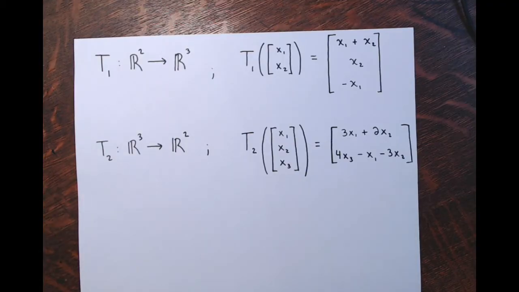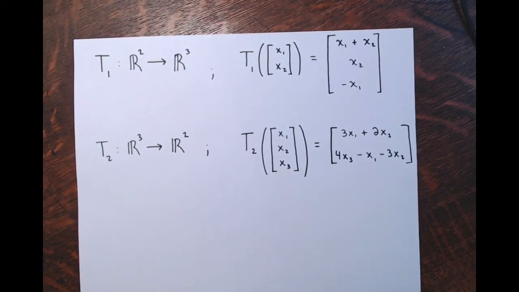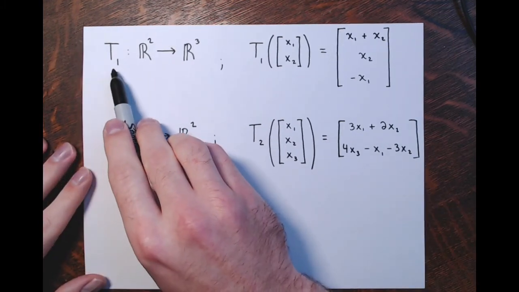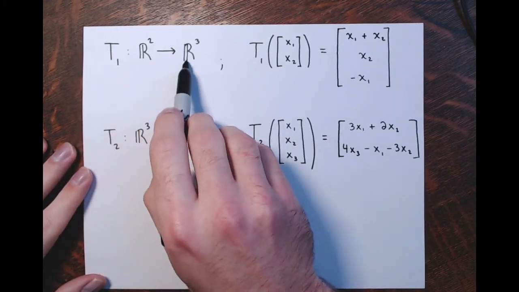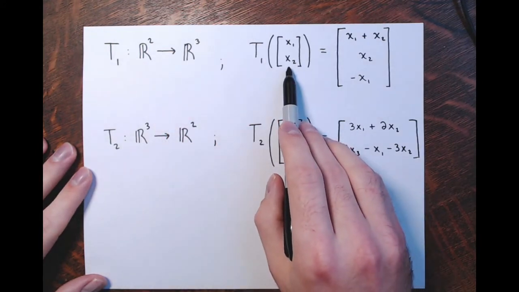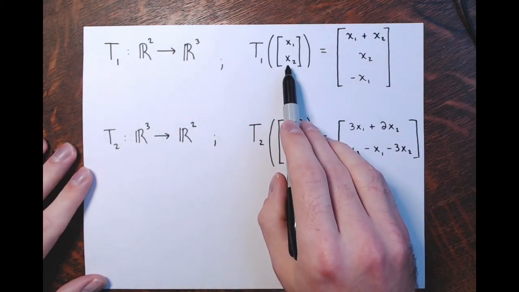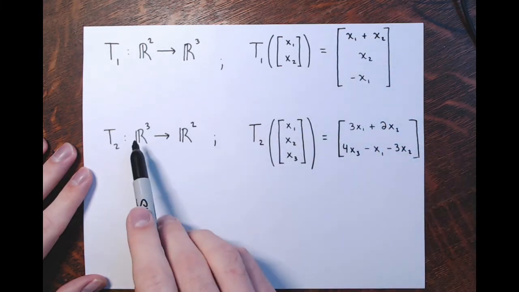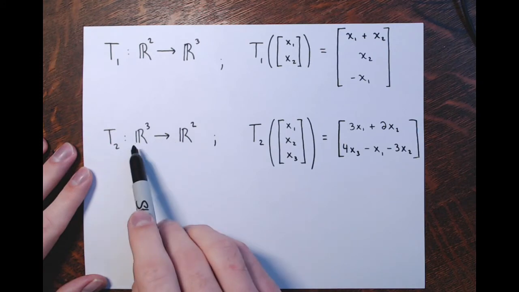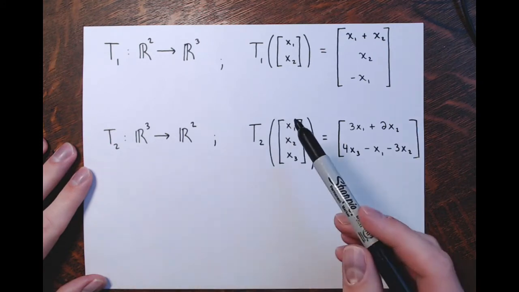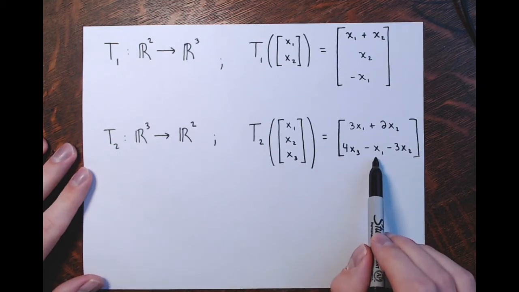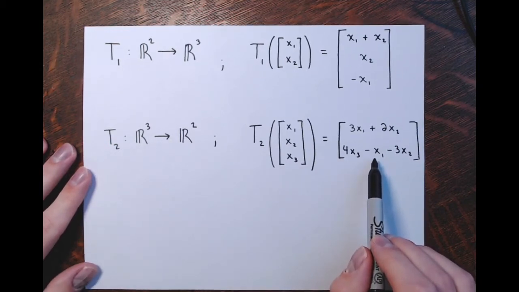Alright, so what I have here are the two linear transformations given to us in this example. T1 is from R2 to R3. So my input is a vector with 2 components. The outputs are vectors with 3 components. And then T2 is the other way around, from R3 to R2. Input is a vector with 3 components, and the output is a vector with 2 components.